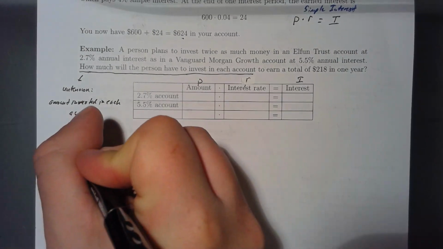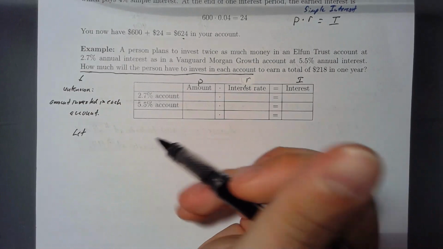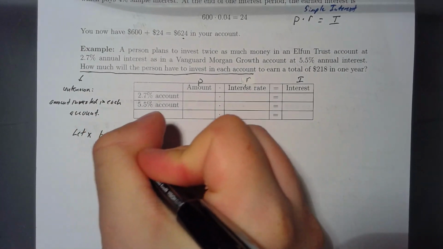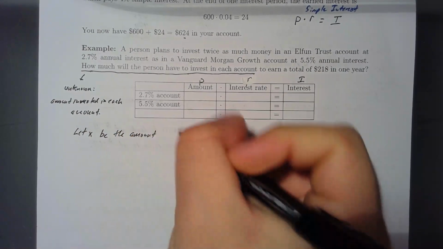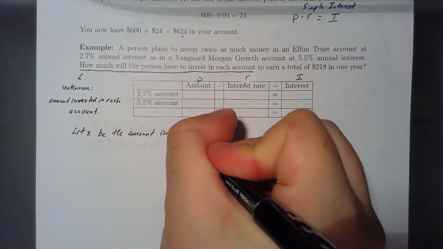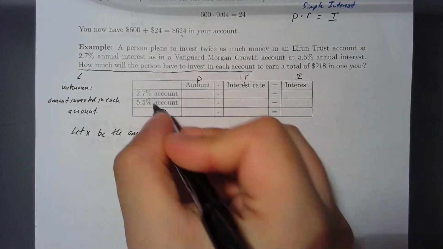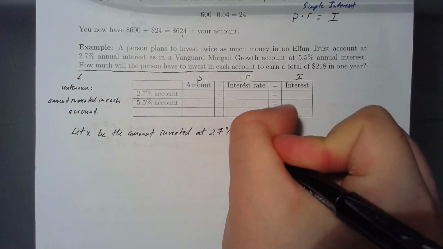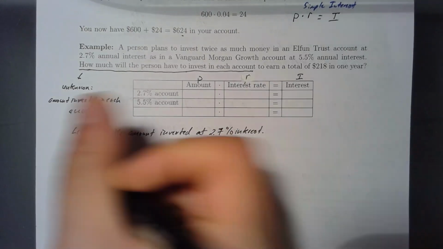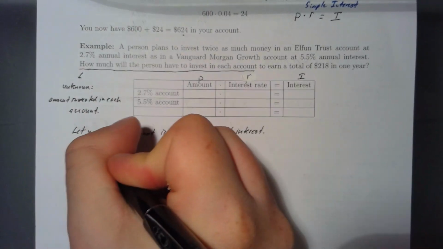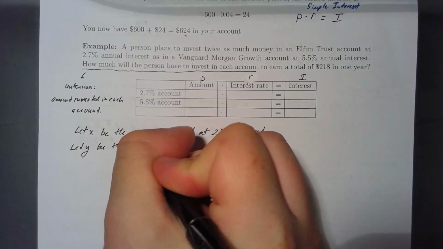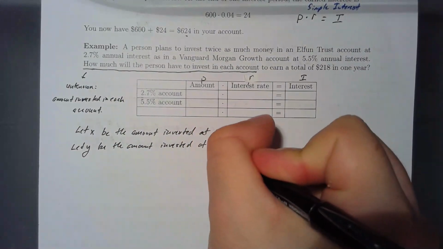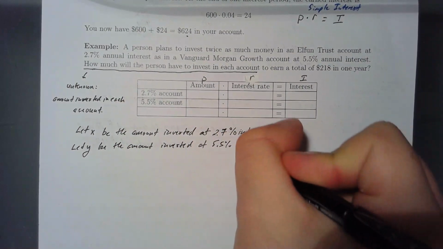So I'll just use X and Y again, it doesn't matter. I'll let X be the amount invested at 2.7% interest, and I'll let Y be the amount invested at 5.5% interest.